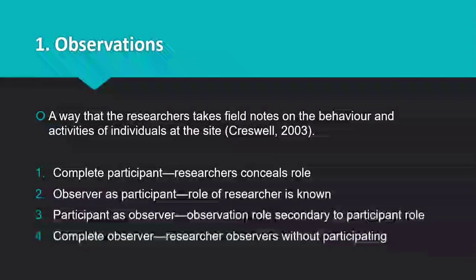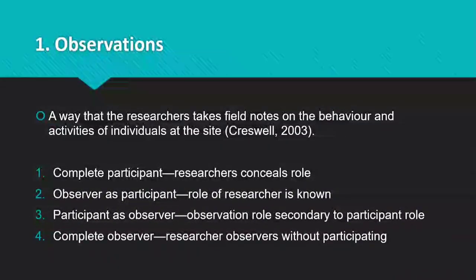In observations, Creswell lists four different options according to the role of researchers. The first one is complete participant. In this option, researchers conceal their role and do the same things as the other participants. The other participants also don't know this one is a researcher.